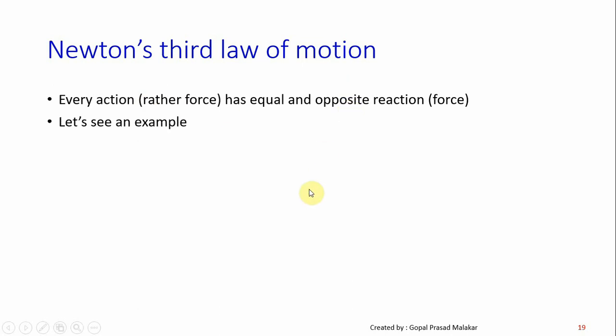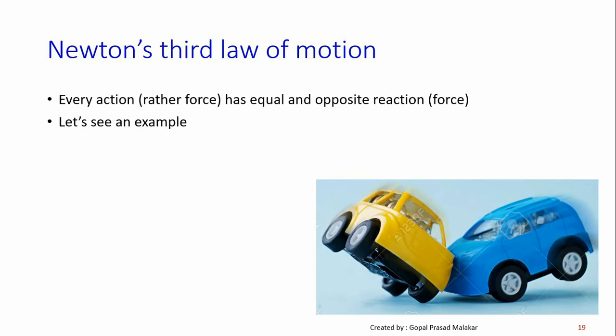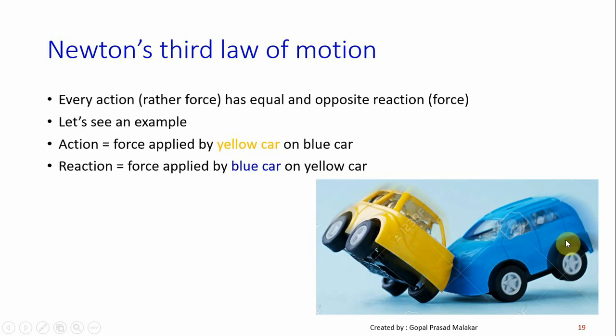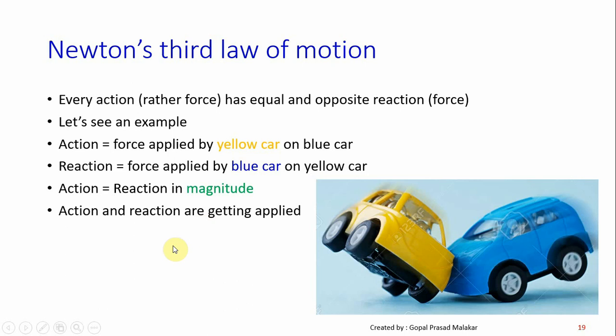Now understand some finer aspects of this. Here two cars are colliding. Let's say the action is the force applied by the yellow car on the blue car, then the reaction is the force applied by the blue car on the yellow car. Understand two things. Action and reaction are the same in magnitude. Action and reaction get applied on different objects, because the action got applied here and the reaction got applied here. And for the same interval, if this is applied here for 2 minutes, this is also applied here for 2 minutes only.